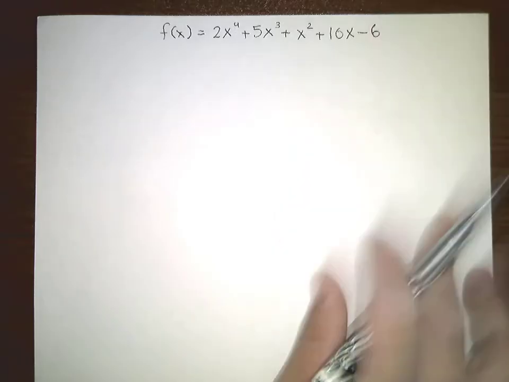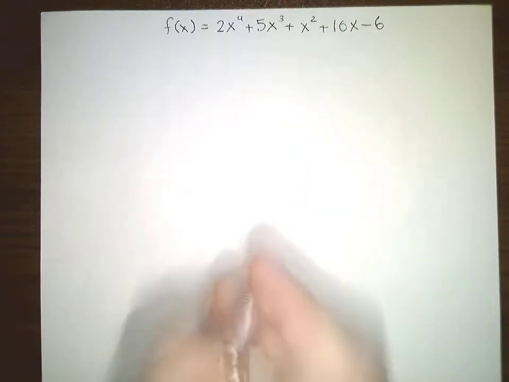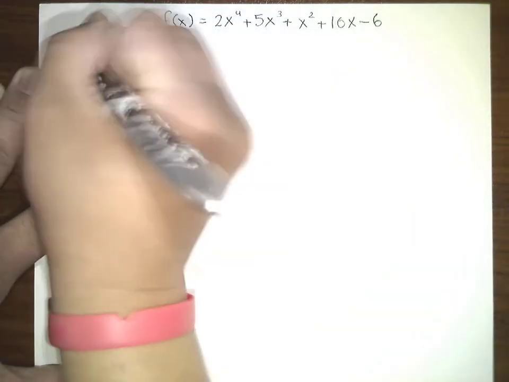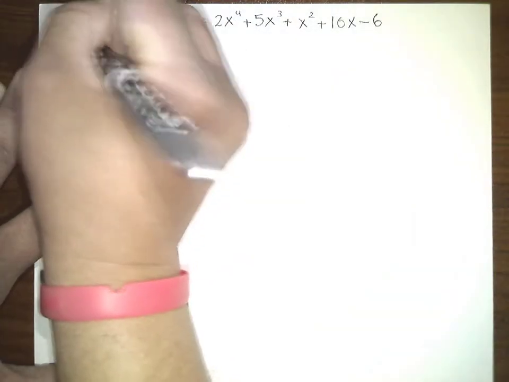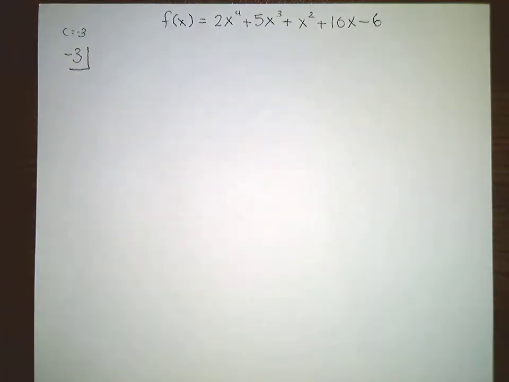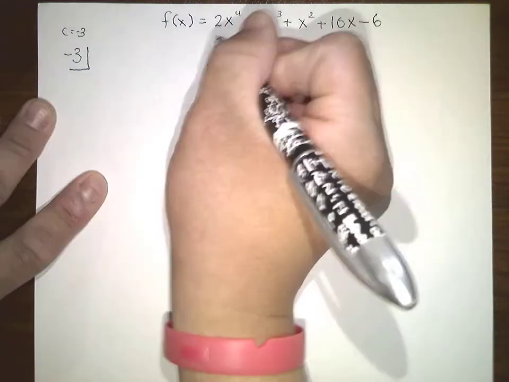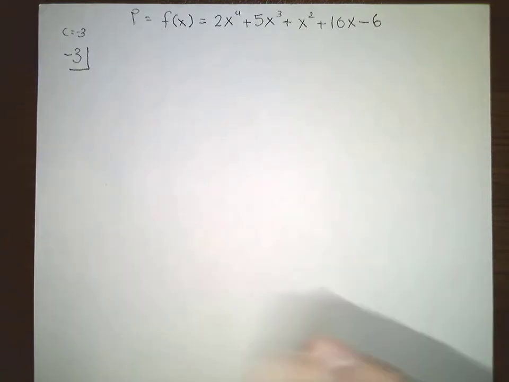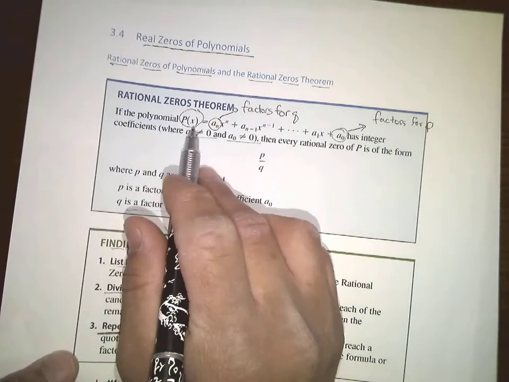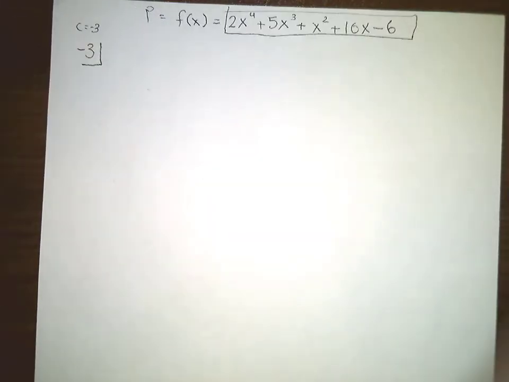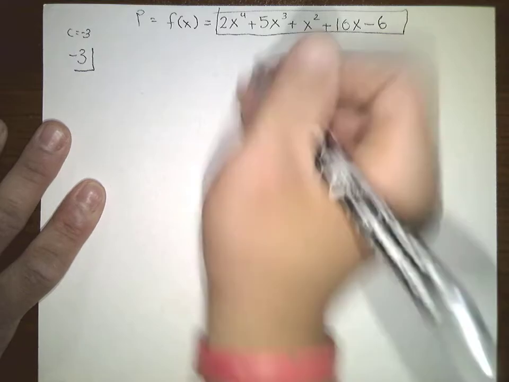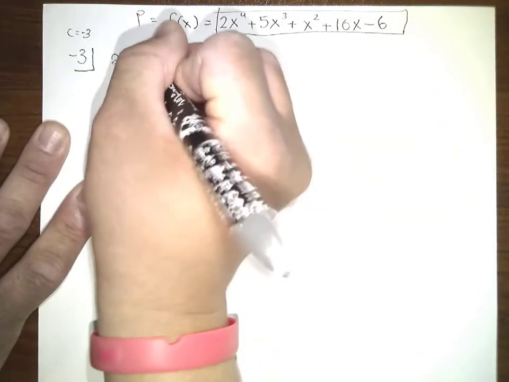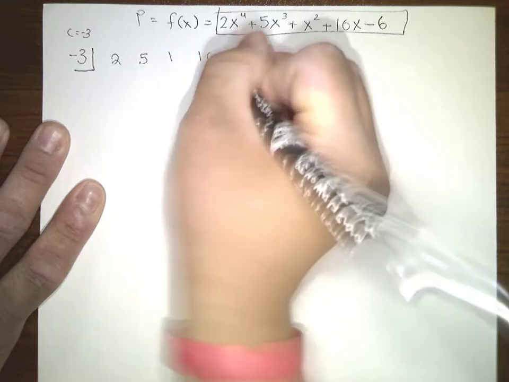So let's start with the -3 here. To use synthetic division, I have the -3. c is -3. That will be my possible rational root here. And then I have all the coefficients of the f of x, or the p that I've been calling it. This p is for polynomial, but this f of x is clearly a polynomial, so it's just a different letter other than p. Then I'll write the coefficients down: 2, 5, 1, 10, -6.